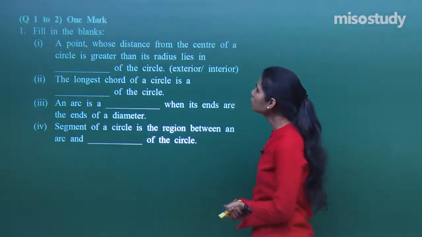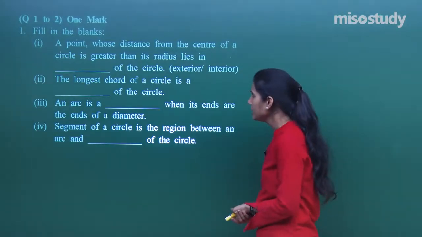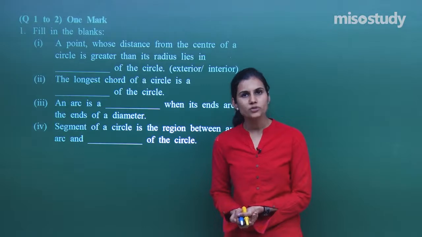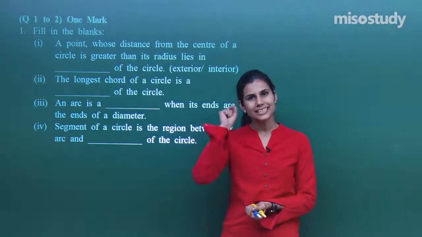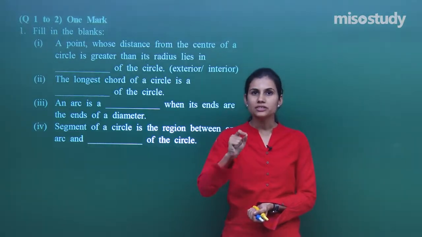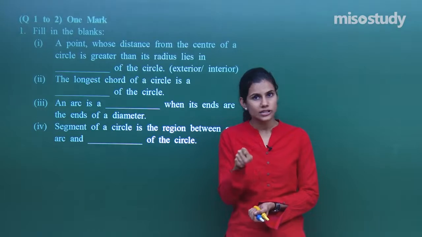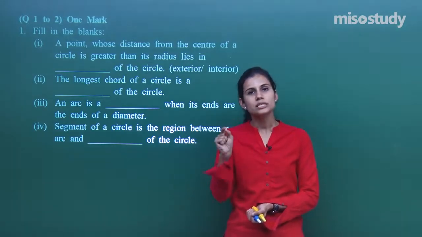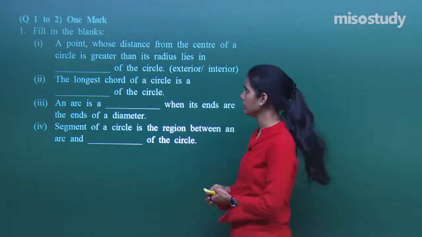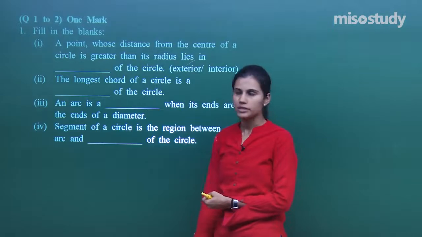It says that a point whose distance from the center of a circle is greater than its radius lies in the interior or exterior of the circle. Obviously, all the points whose distance from the center of a circle is exactly equal to the radius lie on the circle. The points whose distance from the center is strictly less than the radius lie inside the circle, that is in the interior of the circle, and points whose distance from the center is strictly greater than the radius lie in the exterior or outside the circle. So here it is saying greater than the radius, that means exterior of the circle.